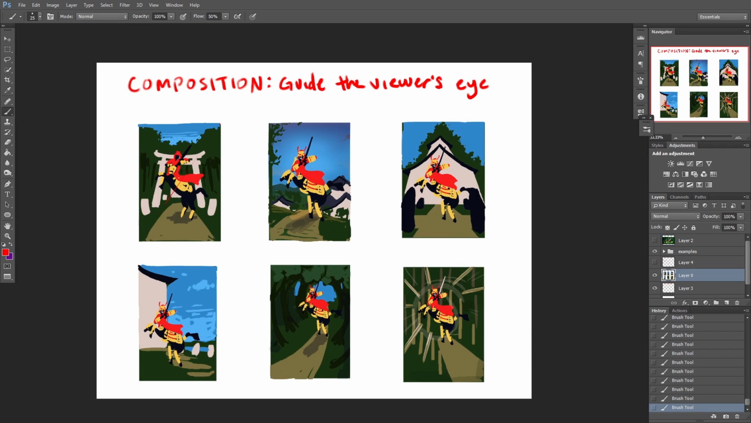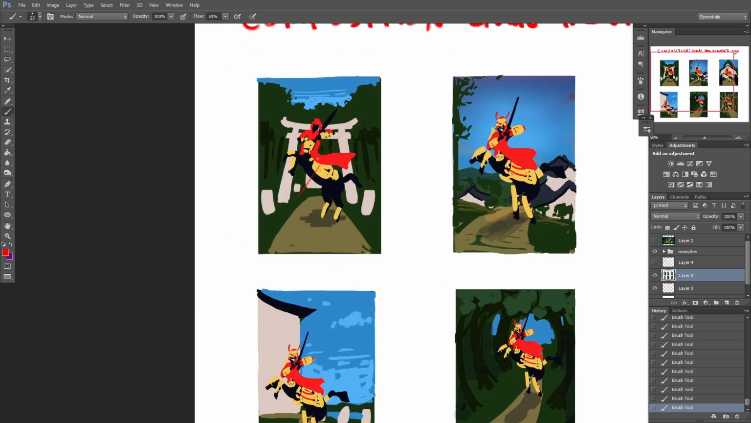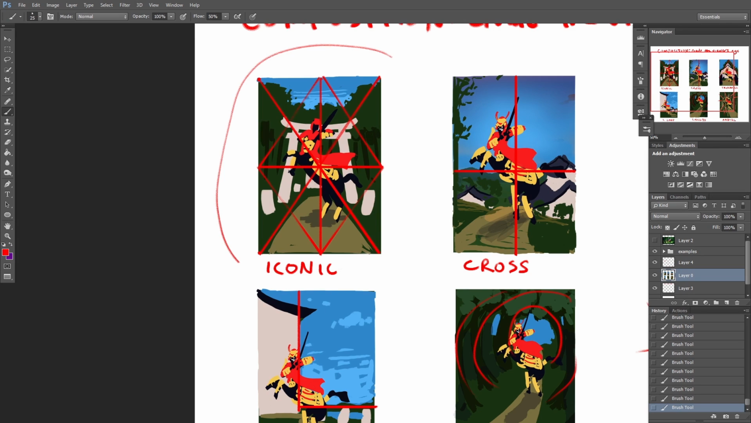Okay, so zoom in. Start with our first one here. Okay, so this is called an iconic composition, and a big thing about iconic composition is that it uses symmetry and a lot of balance to draw attention to the central focal point.